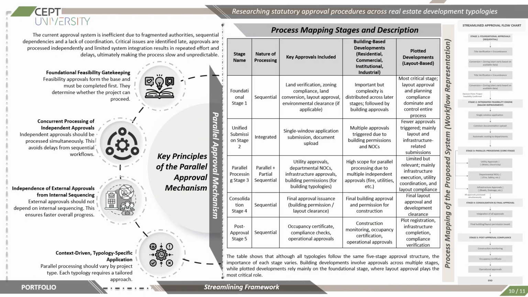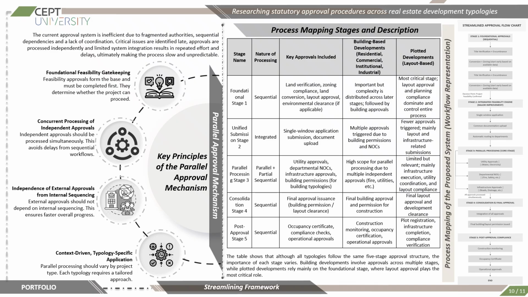Parallel approval mechanism. This slide explains the proposed process mapping framework and the logic behind the parallel approval mechanism. The introduction highlights that the current approval system suffers from fragmented authorities, sequential dependencies, and poor coordination, resulting in delays and repeated rework. The first principle of this mechanism is foundational feasibility gatekeeping. Approvals related to land verification, zoning compliance, land conversion, and other approvals must be completed first because they determine whether the project is fundamentally feasible or not.